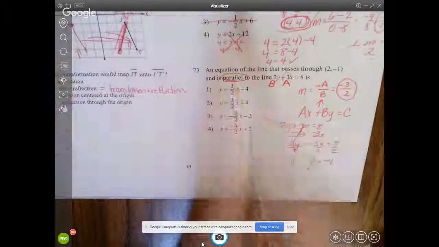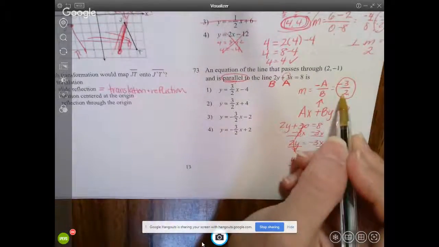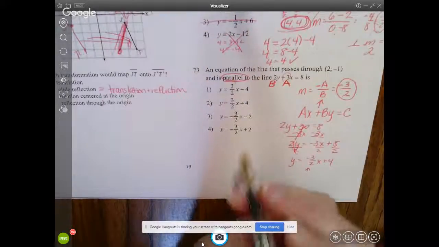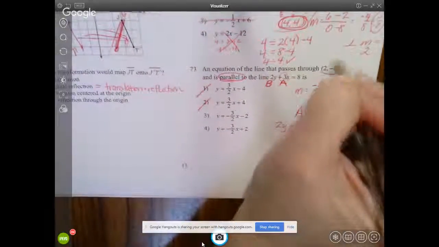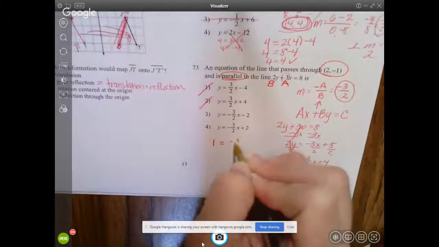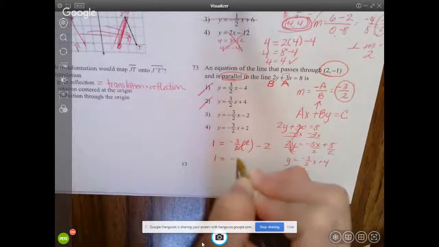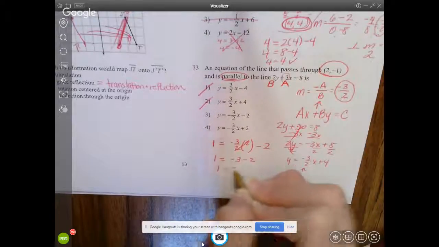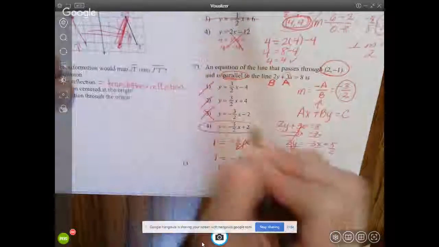Let's finish this one question, then we'll take the brain break. So here's -3/2. It wants parallel, so I know my slope has to be -3/2. So I'm going to eliminate 1 and 2. Because it has to pass through the point 2, -1, all I'm going to do is substitute it in. So I'm going to put 1 equals -3/2 times 2 minus 2 and see what happens. 1 equals -3 minus 2. 1 equals -5. That's not true. So it can't be choice 3. It's got to be choice 4.